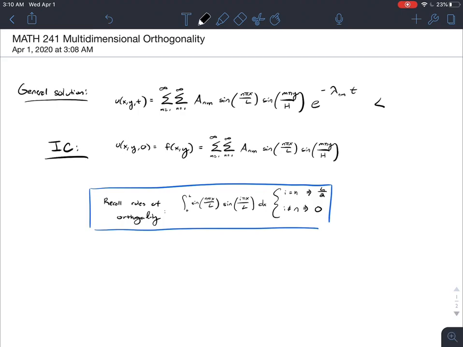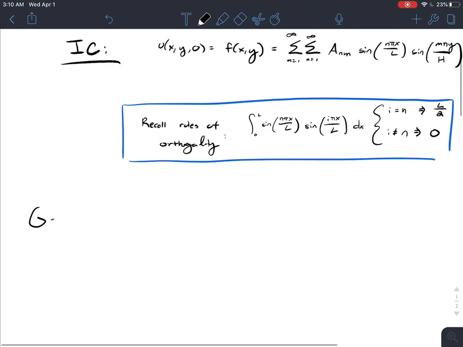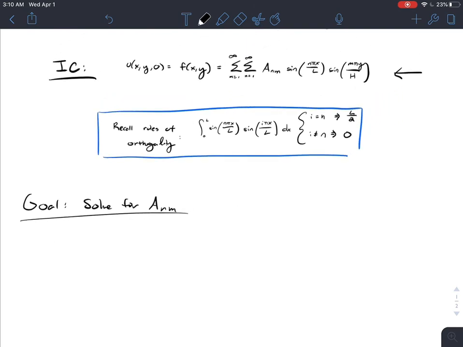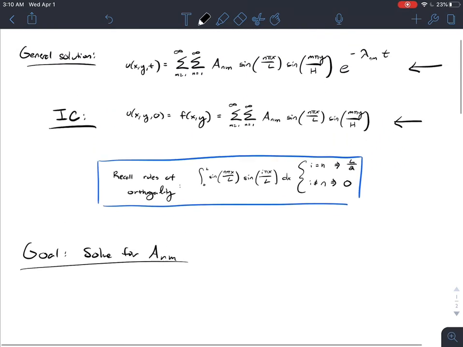So in this problem, we're given this general solution. We're given an initial condition, and then the definition of orthogonality. So our goal in this problem is to solve for A of Nm, right? And the way we do this is by applying orthogonality techniques.